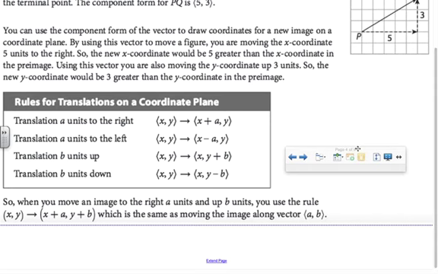We have dealt with rules before, the coordinate form of a translation. You see that x comma y with an arrow going to x plus a comma y plus b. And that is the same exact thing as saying I'm moving the image along the vector a comma b in component form. It's just two different ways of saying the same thing.